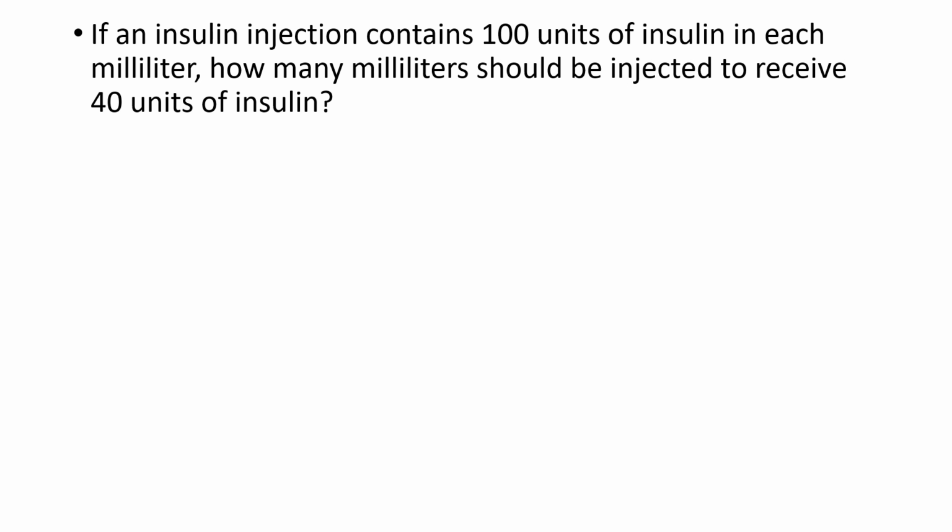So the first question is, if an insulin injection contains 100 units of insulin in each milliliter, how many milliliters should be injected to receive 40 units of insulin? So as in any relation proportion problem, we need to establish the relationship of units. So the first one is, for every 100 units, there is 1 ml of injection. So the question is asking, how many milliliters do we need if the patient needs 40 units?